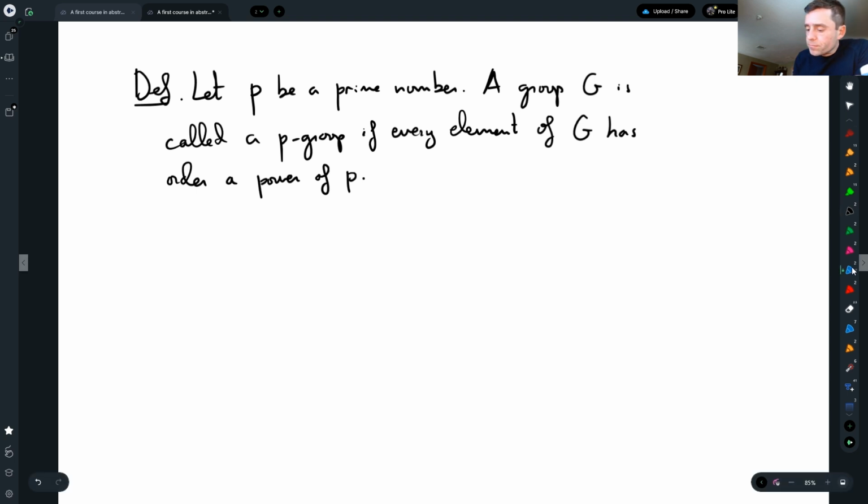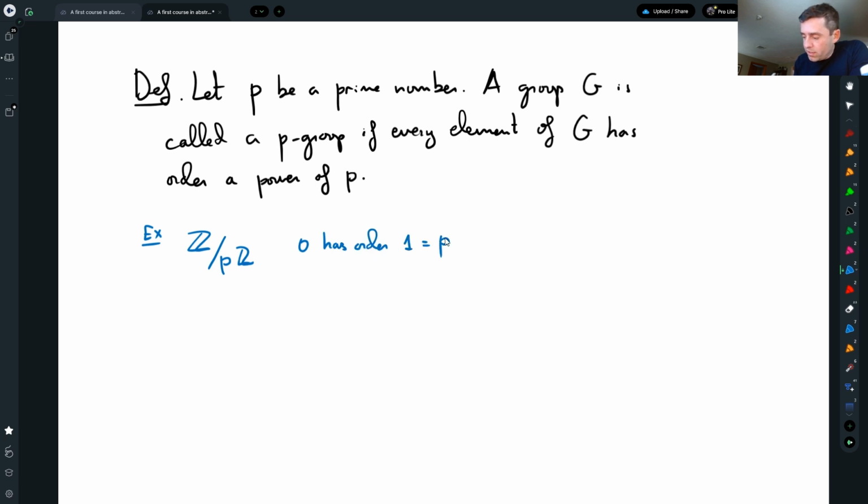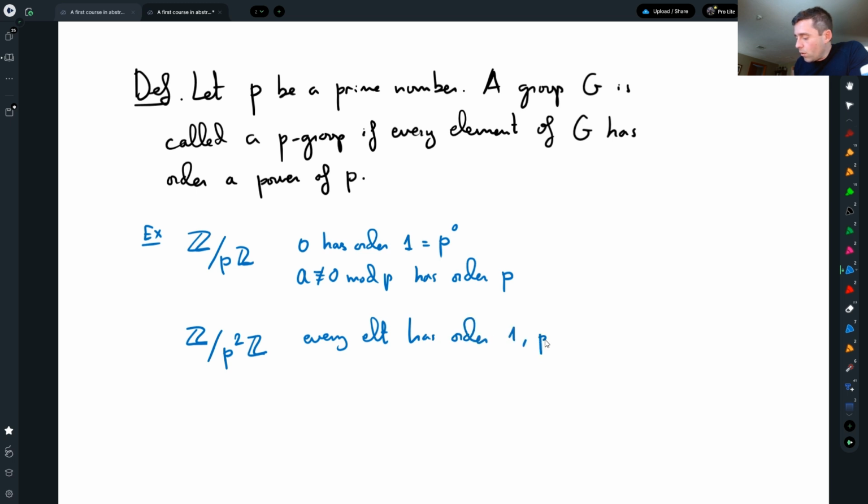So for example, Z modulo P: every element, so 0 has order 1, which is P to the 0, and any other element, which is non-zero modulo P, has order P. That is, by the way, Z modulo P additively. Or for example, Z modulo P squared Z: every element has order 1, P, or P squared. So these are P groups.